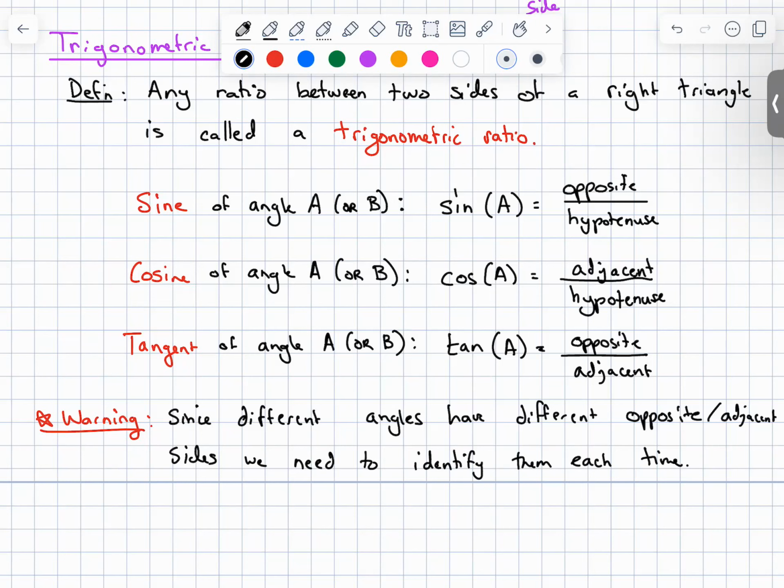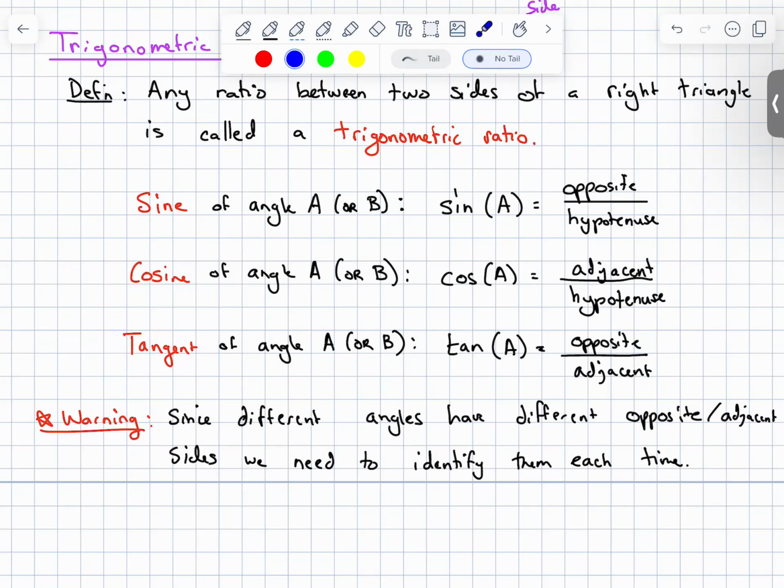If you're curious, by the way, the other 3 trigonometric ratios are just the ratio flipped. If you do hypotenuse over opposite, you get what we call cosecant. If you flip adjacent and hypotenuse, you get what we call secant. And if you flip opposite and adjacent, so you do adjacent over opposite, you get what we call cotangent.